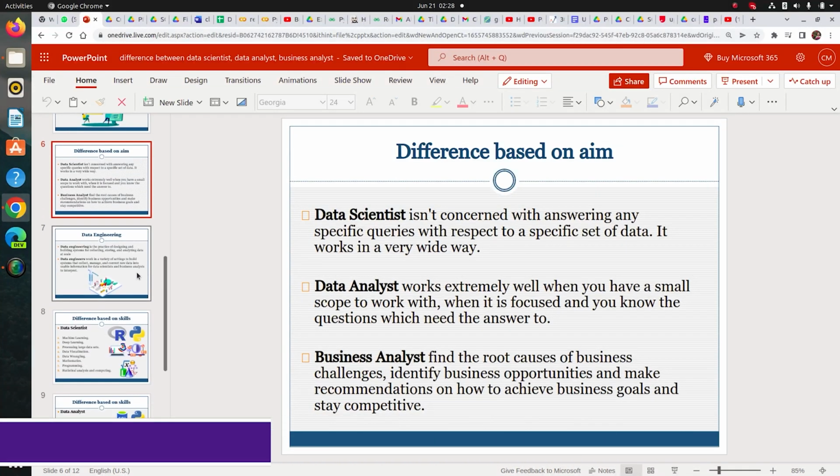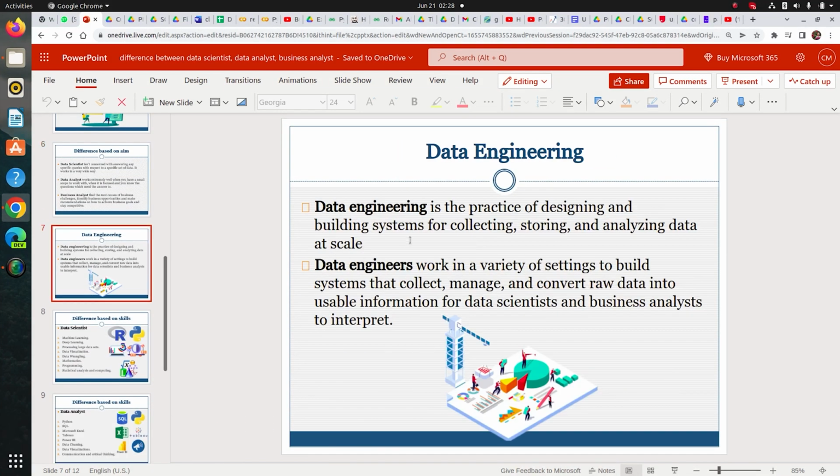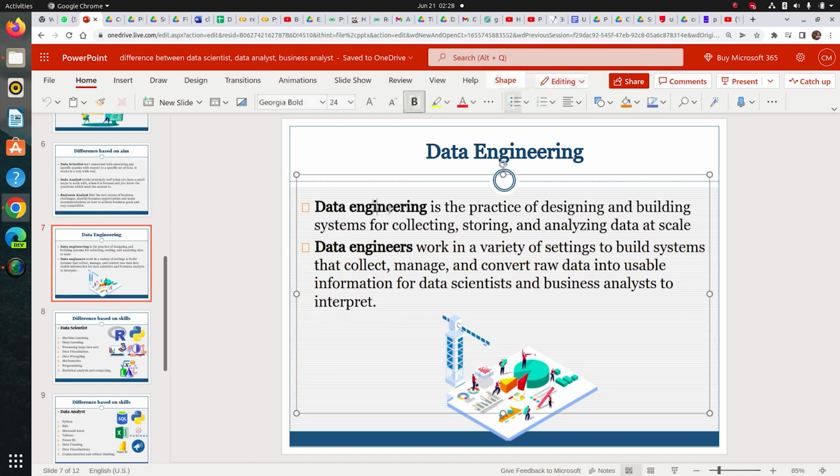So one of the roles is data engineering, which is also quite popular. It works in coordination with the data analyst, data scientist, and business analyst. Because, for example, let's say according to the business requirement, it needs data. And so data engineering works on such data. Sometimes data also needs a lot of work to be done, from collecting to storing to analyzing data.